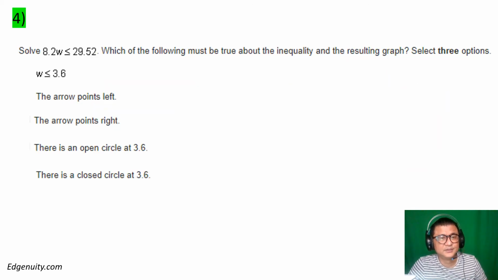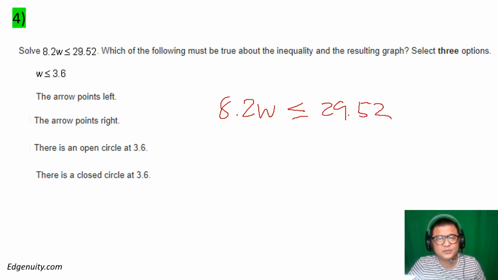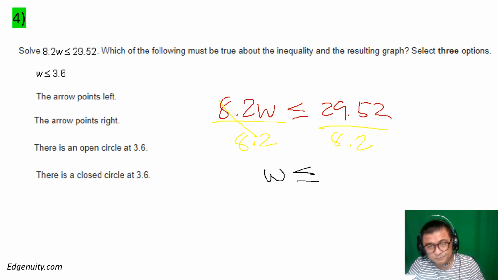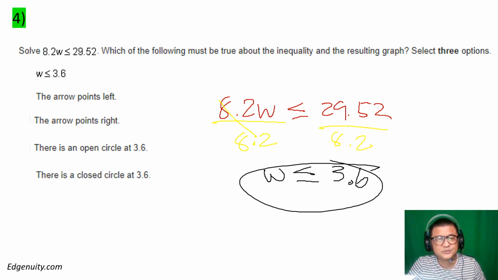Last, okay? So 8.2W is less than or equal to 29.52. Okay, I want to get rid of the times, so divide by 8.2, divided by 8.2. That cancels out. W is less than or equal to 29.52 divided by 8.2. On the calculator, you'll get 3.6. So you see that?